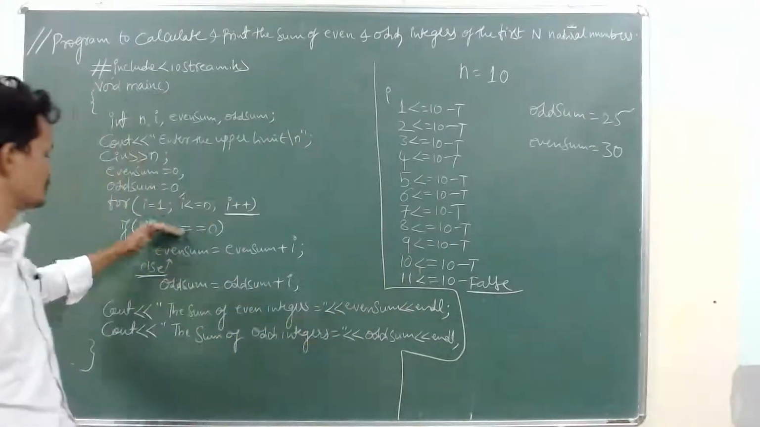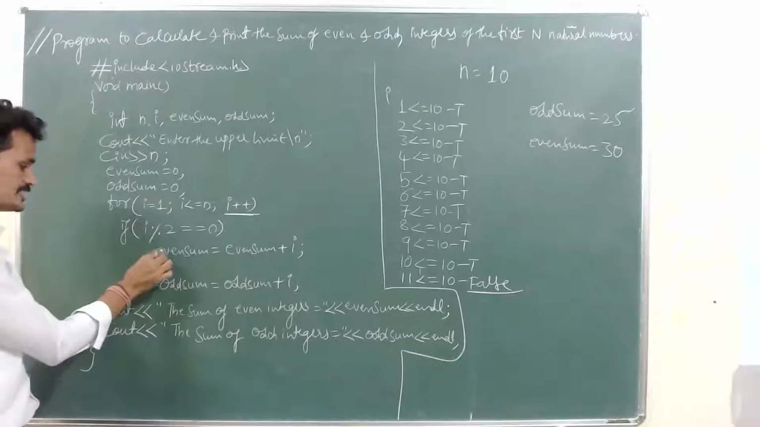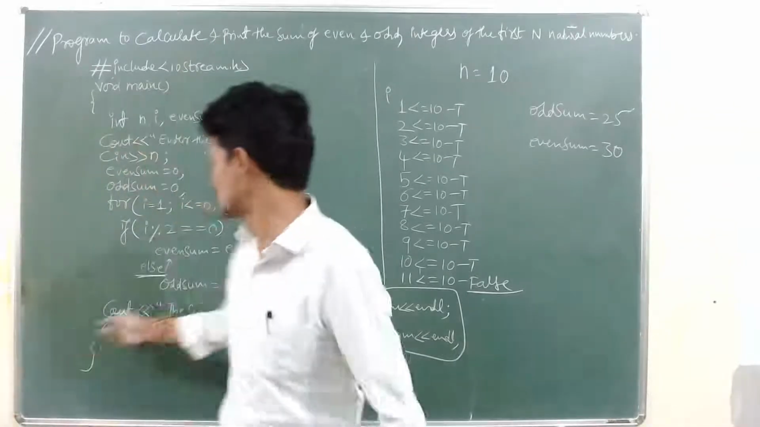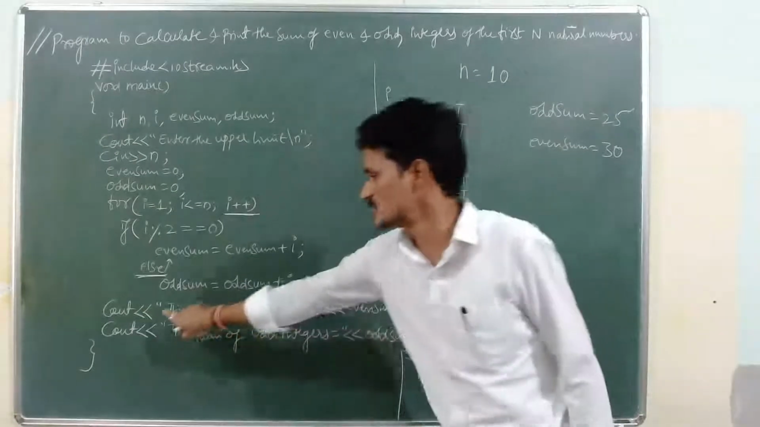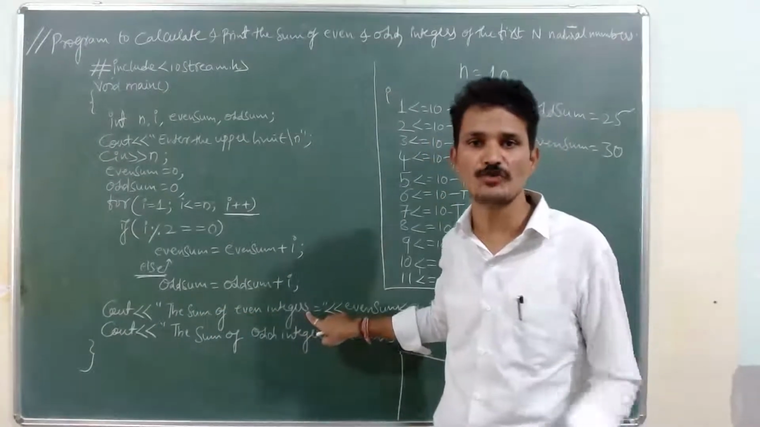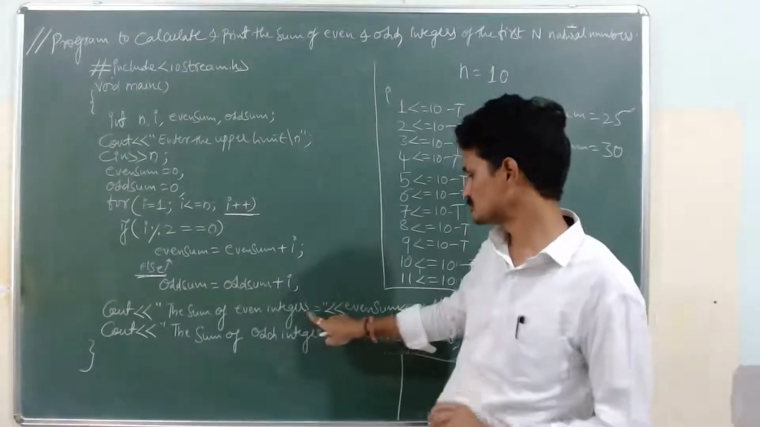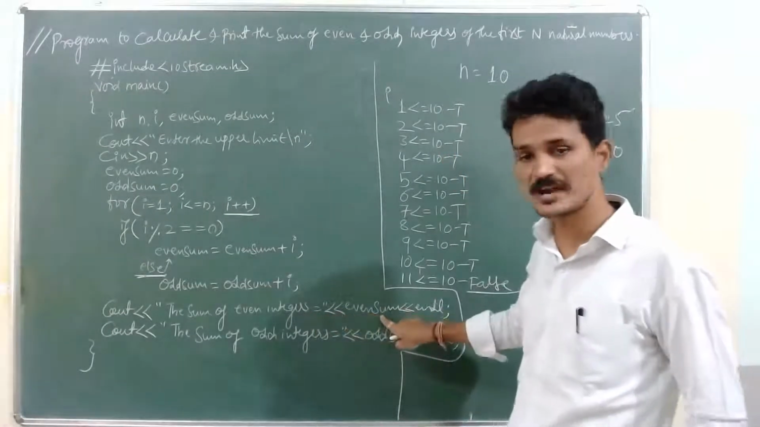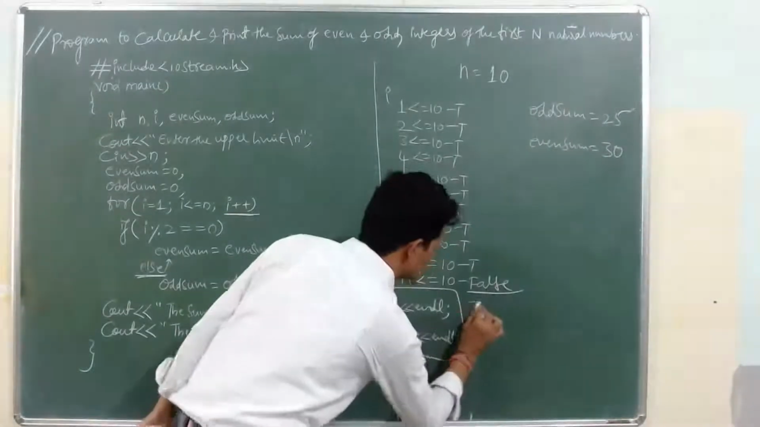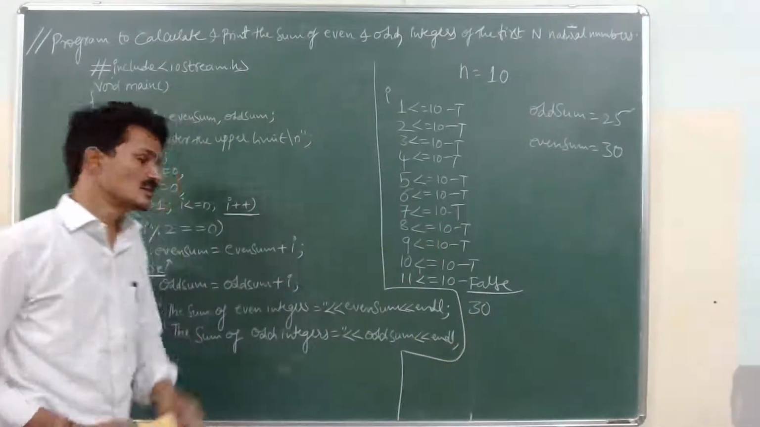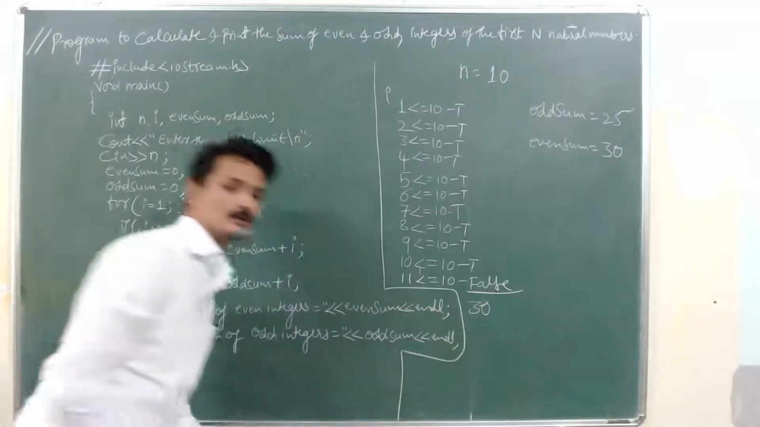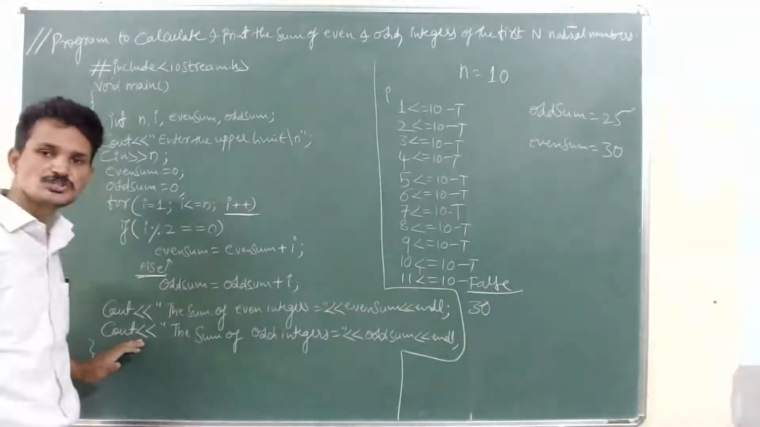When this condition is false, it comes out, it won't execute this set of statements, and will print the message with these two cout statements. Cout, string insertion, double quotation start, the sum of even integers equal to, will print as it is. String insertion, in place of even sum, it is going to print 30. Cursor comes to the next line because of endl. Next, again, I have one more cout statement.